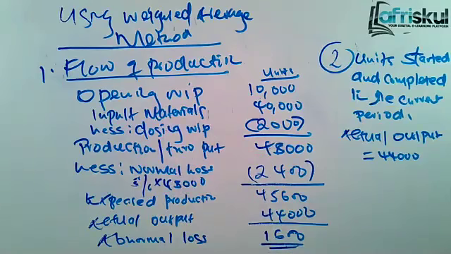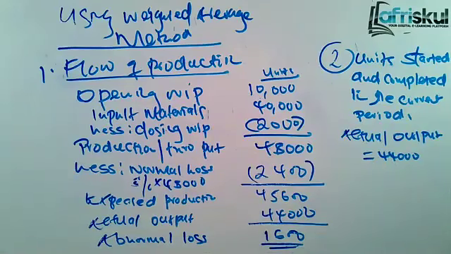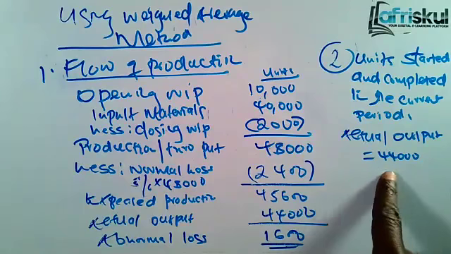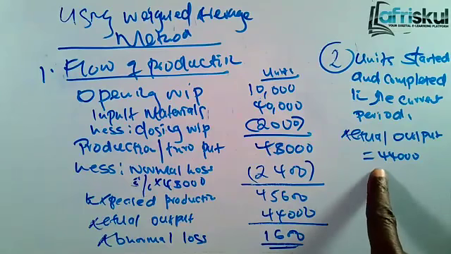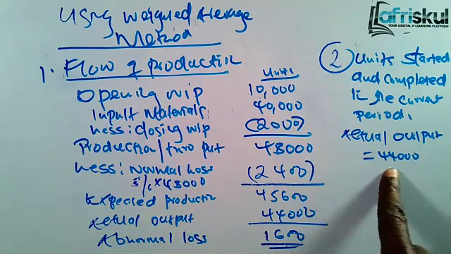Again, every time there is work in progress, the first step is to come up with a statement indicating the flow of production. Number two, you need to determine the units started and completed. And there's a difference when you're using FIFO and weighted average. When you're using FIFO, the units started and completed in the current period is the actual output minus opening WIP. While using weighted average, the one that we're currently using, the units started and completed in the current period is actual production. When you look at this question, the actual production is 44,000.